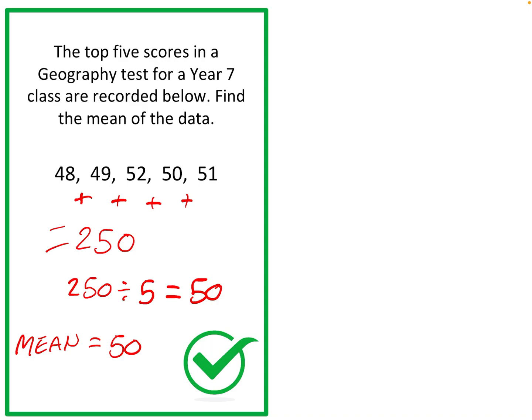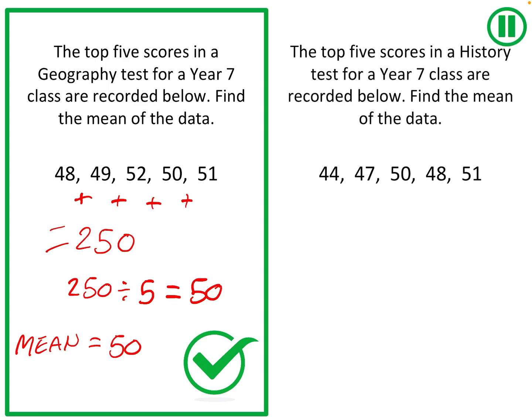50. Okay, so I've just added up all the data I have. 48, 49, 52, 50, 51. And once I've added those up, I got 250, and I divided by the amount of data there was, which was 5, and that equaled 50. And therefore the mean is equal to 50. Here's one for you. Pause the video now and have a go.